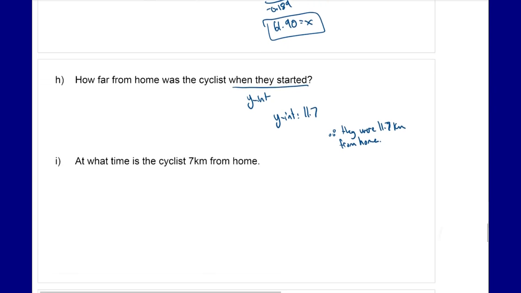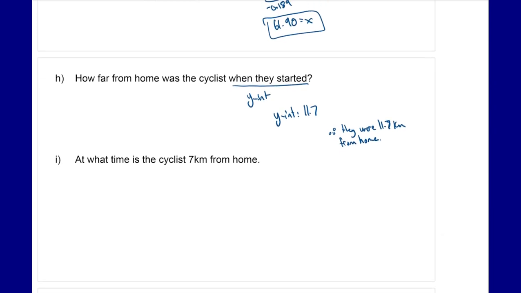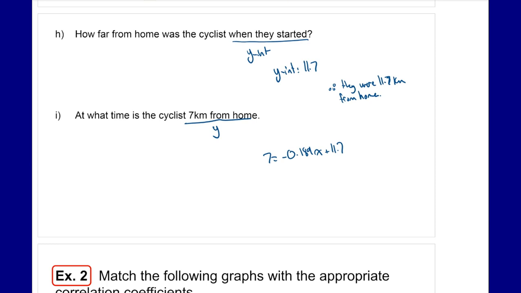We have our y-intercept, or when they started, and the last question for this example: the time when they are 7 kilometers from home. So this is telling me my y value. So that means 7 equals negative 0.189 x plus 11.7. Very similar to what we did in question G. So we minus the 11.7. Negative 4.7 equals negative 0.189x. And we get an x value of 24.87. So that means it would take them 24.87 minutes to make it 7 kilometers from home.